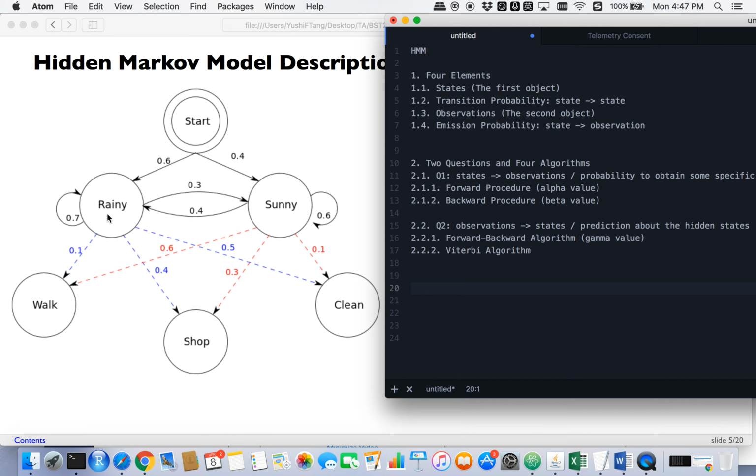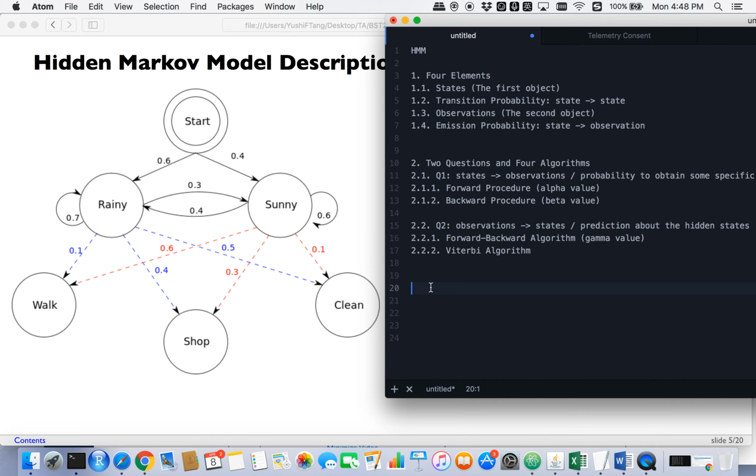And then there are some changes between the two states. Given that the first day is a rainy day, the chance that the second day is a rainy day is 0.7. Given that the first day is a rainy day, the chance that the second day is a sunny day is 0.3. Given that the first day is a sunny day, the chance that the second day is sunny is 0.6. And given that the first day is sunny, the chance that the second day is rainy is 0.4.